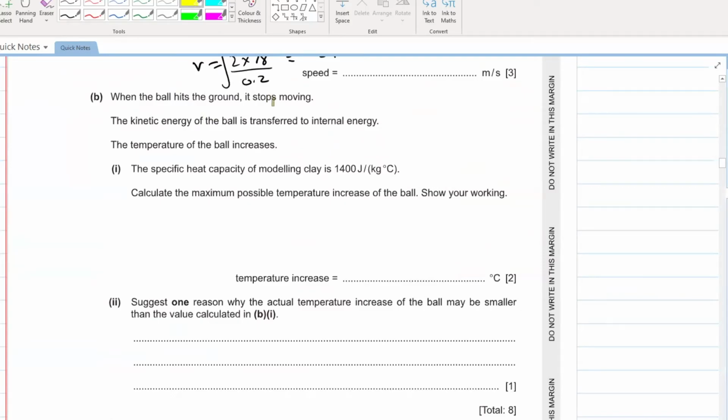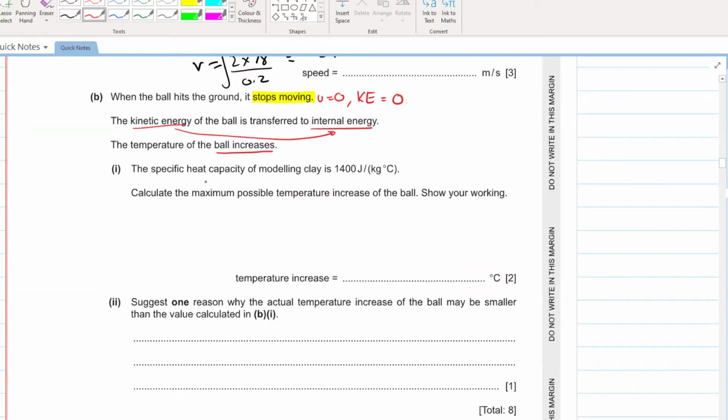When the ball hits the ground, it stops moving. Perfect. If it stops moving, what has happened? Your velocity has become zero. And if your velocity becomes zero, your kinetic energy will become zero. The kinetic energy of the ball is transferred to internal energy. Perfect. The temperature of the ball increases.